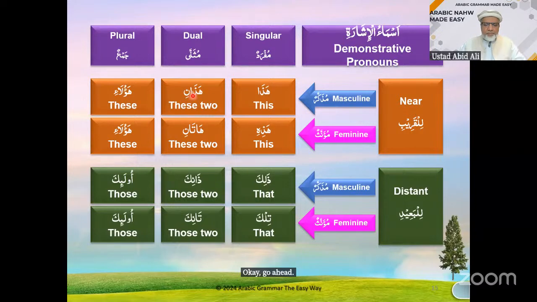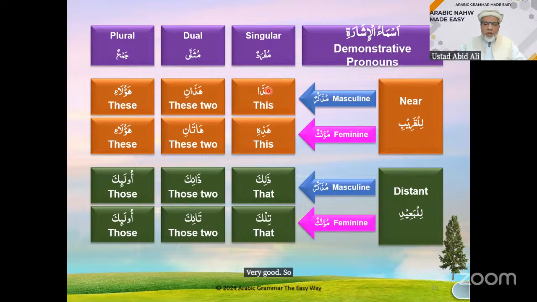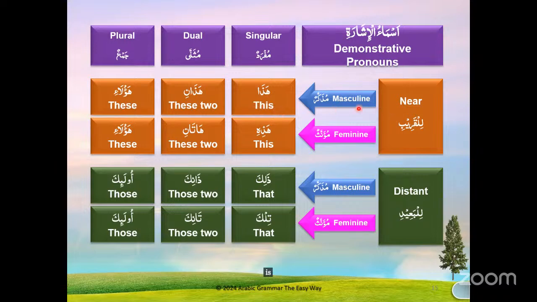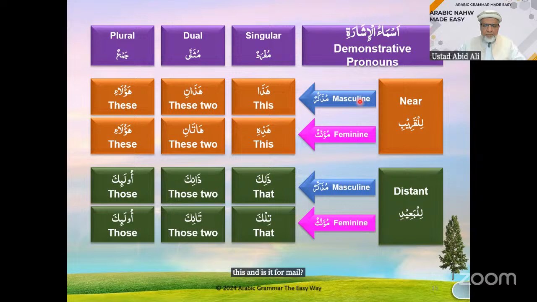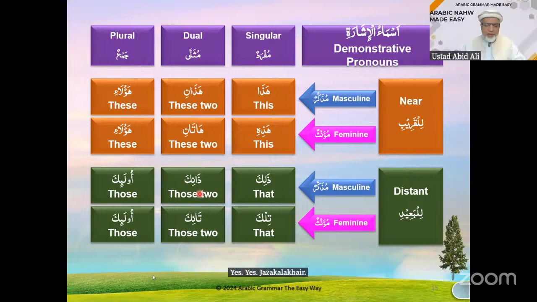Hada, hadani, haulai. Very good. So, what do you understand from hada? Is near and this. And is it for male? Yes. And is it for singular? Yes, it is. Okay, then hadani is what? Is for male and is for dual. And these haulai? Is for these, is for plural and masculine. And I think it's the same for feminine also. Yes, Jazakallah khair. Okay, Sister Anjum, would you like to read the second line, please?